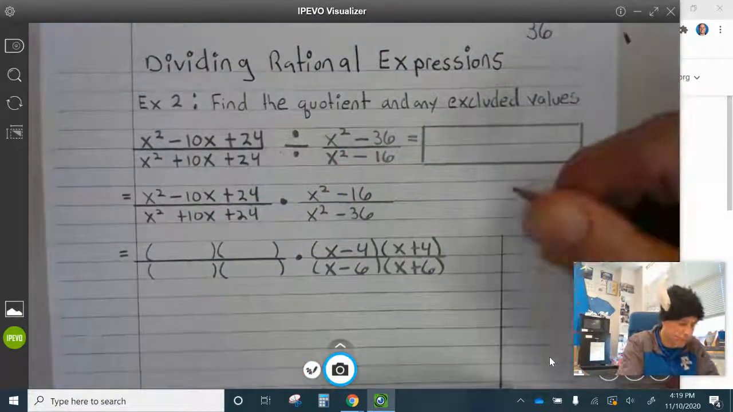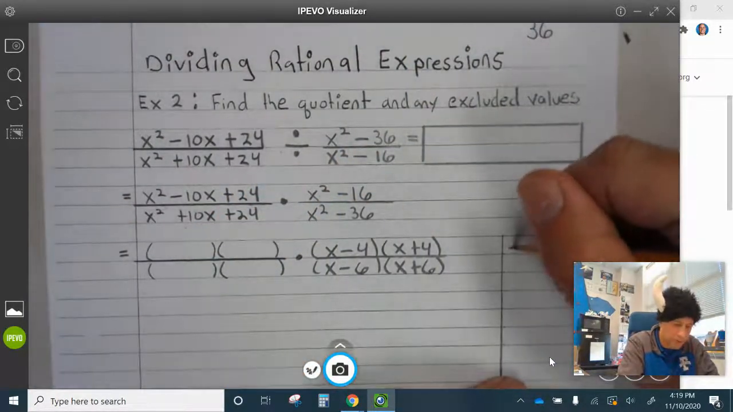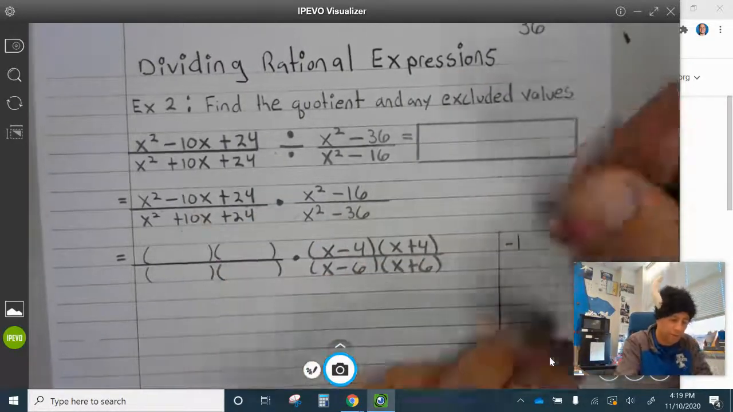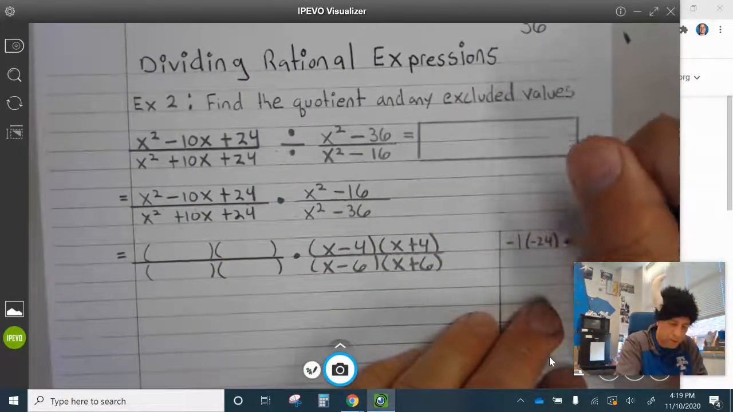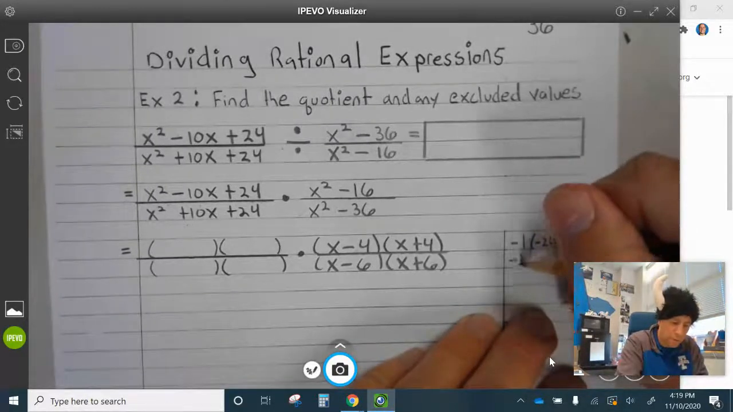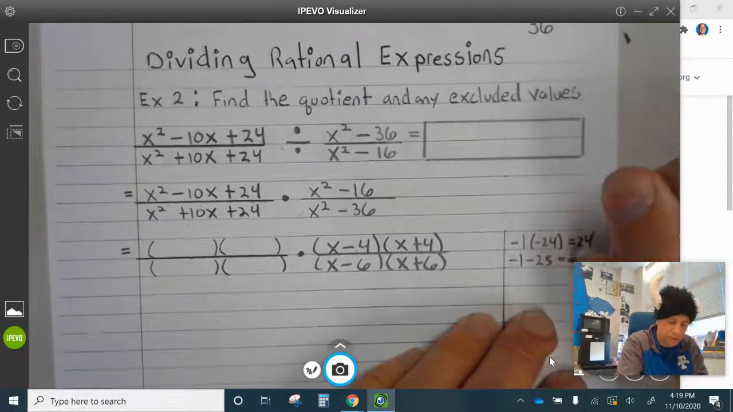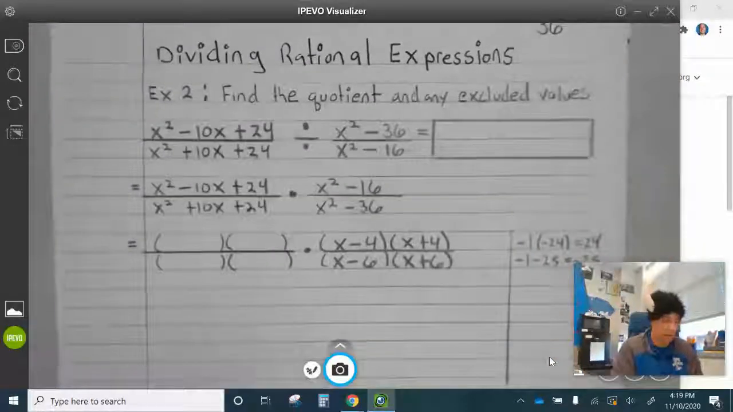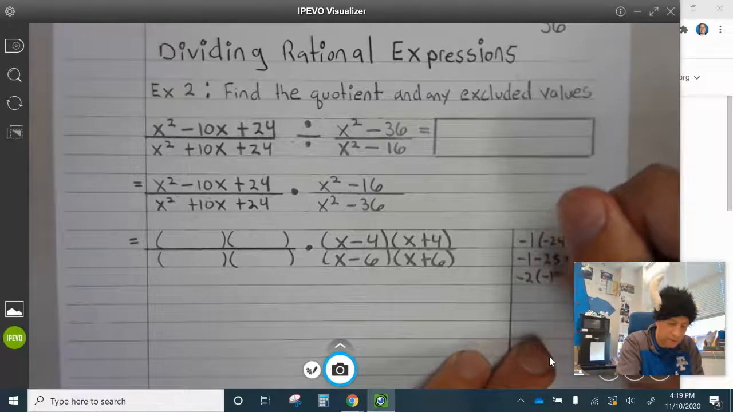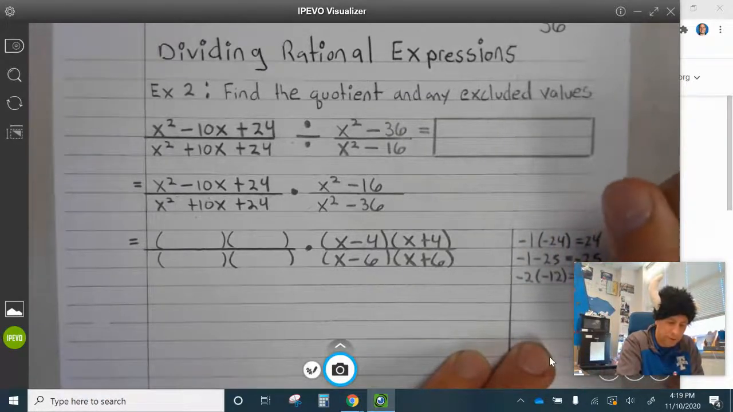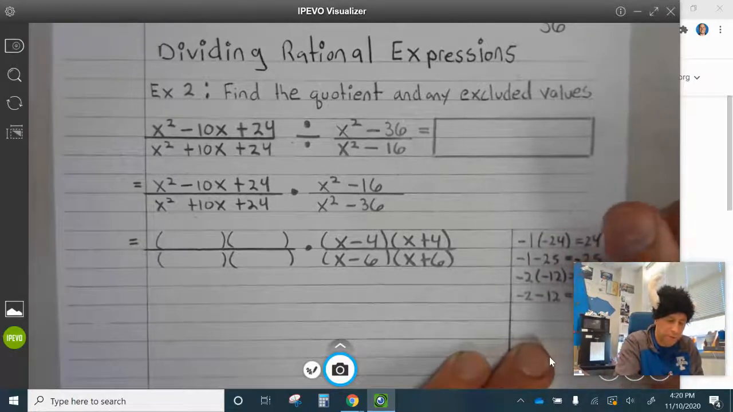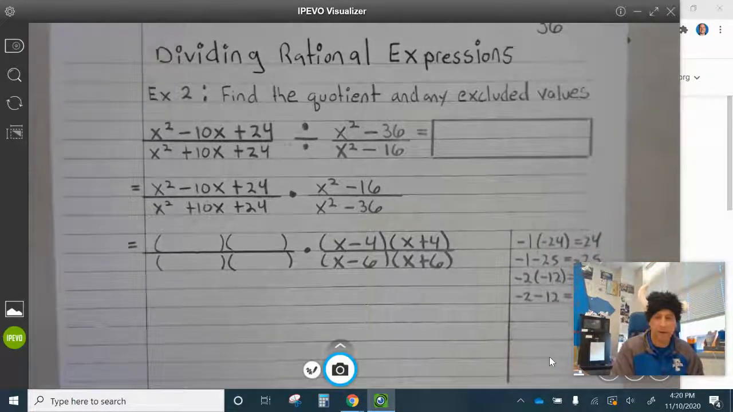All right, so we know that they both have to be negative in order to get a positive number here and a negative number here. So negative 1 times negative 24 is positive 24. Negative 1 minus 24 is negative 25. That doesn't work. Now, negative 2 times negative 12 is a positive 24. Negative 2 minus 12 is negative 14.